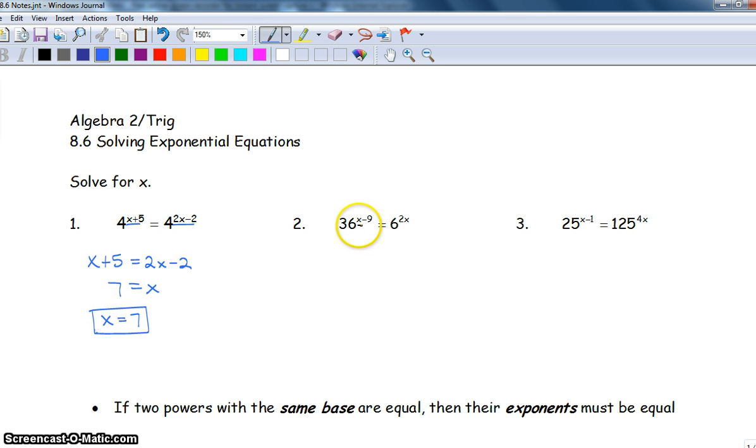Next, if we've got 36 raised to the x minus 9 is equal to 6 raised to the 2x, my bases aren't the same. But we do know that we can rewrite 36 as 6 squared, and that's being raised to the x minus 9. If I have a power to a power, I'm going to multiply, so that becomes 6 raised to the 2x minus 18 equals 6 raised to the 2x. Now, in order for these two pieces to be the same, I have to be raising the 6's to the same power. So I set 2x minus 18 equal to 2x. When I move the 2x over, the x's cancel, and I've got negative 18 equals 0. That's not true, so there's no solution.